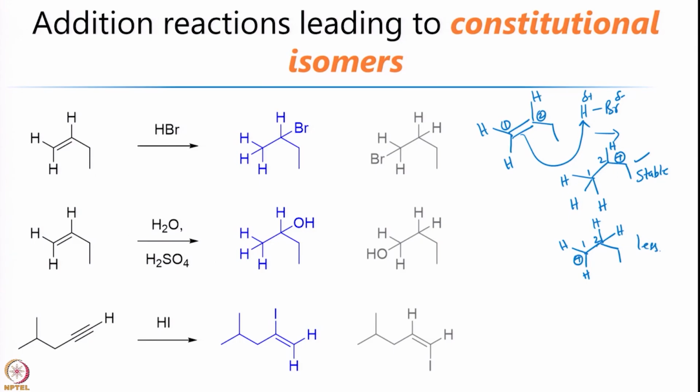As a result, once this forms, the attack by the OH minus or the Br minus becomes facile, and that would lead to the major product, that is, the blue ones in this case. Whereas the other possibility shown here, which is the constitutional isomer, is typically what is called a minor product, formed in very small quantity. So just to make it clearer, these are all minor products, whereas all of these are major products.